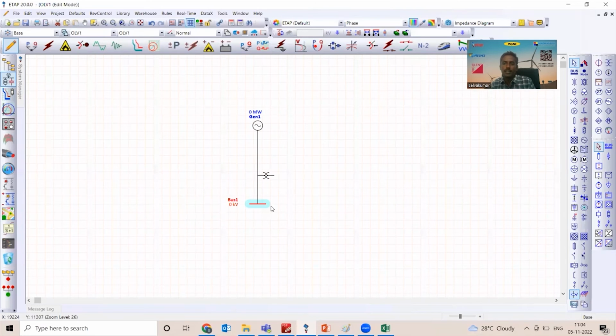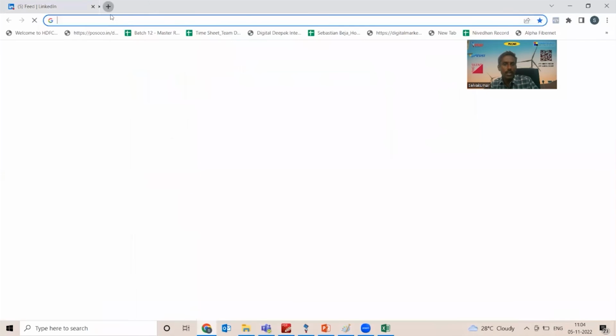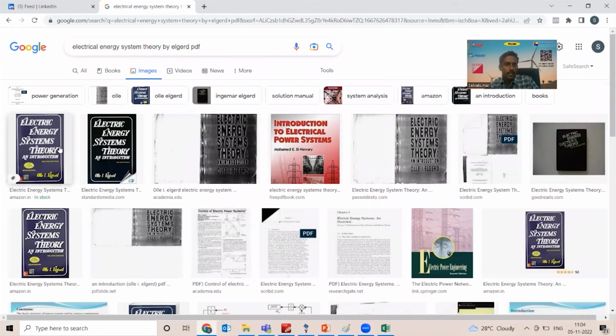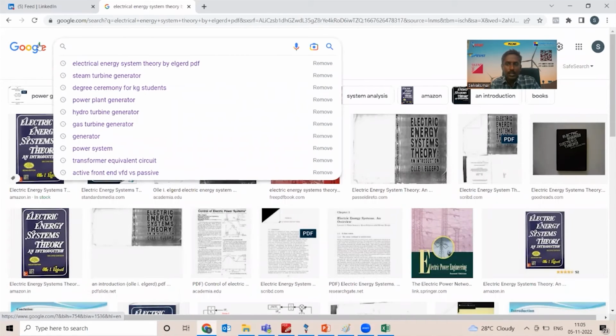I guess Electrical Energy Systems and Controls by Elgard probably talks about this PF loop and QV loop in a much better way. Electrical Energy Systems: Theory and Introduction. If you are in India, you can probably get it on Amazon also. It's not so expensive, right? Amazing book to go through, and that gives you what the reactive power, voltage and reactive power relationship is.